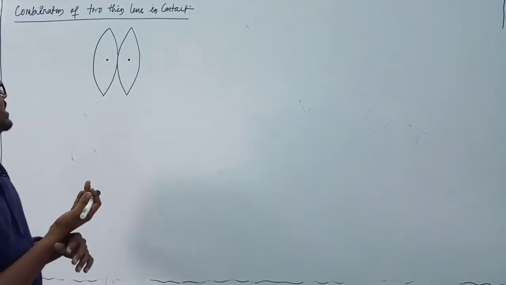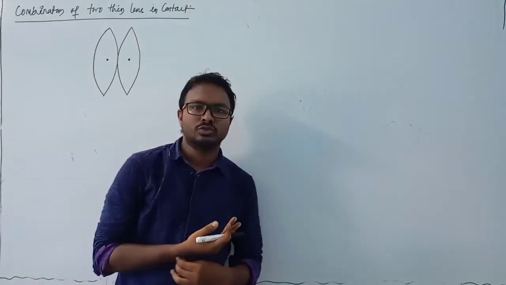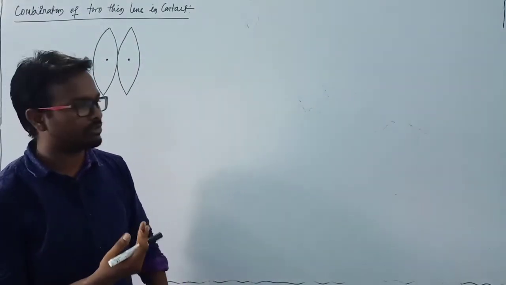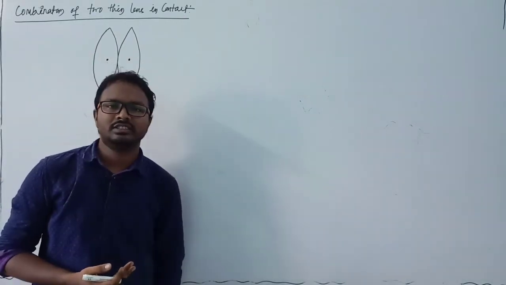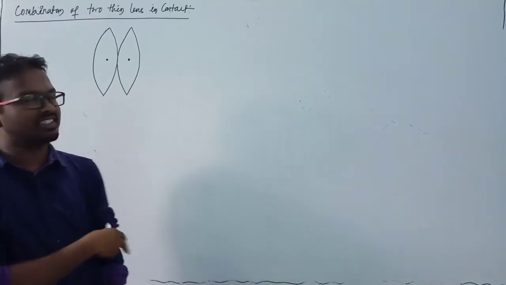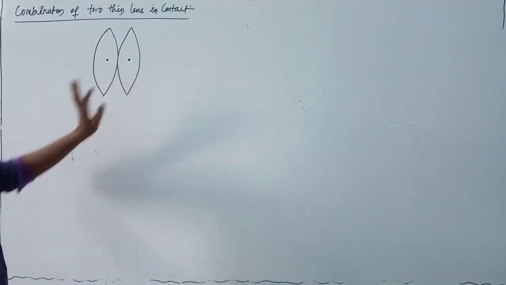Now let's start the combination of two thin lenses. That means if we put two or more thin lenses in contact, then what is the equivalent focal length? We have to find the equivalent focal length of a combination of lenses if there are more than two lenses. So first we will discuss the case of two thin lenses.